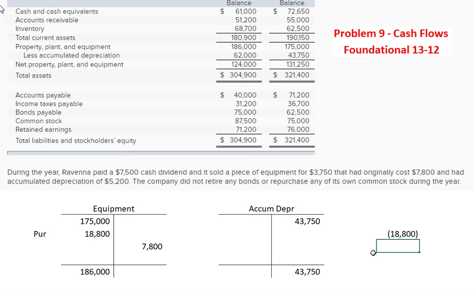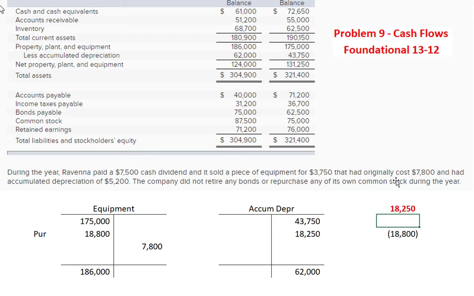Let's also take a look at our depreciation expense. Normally, if we began the year with accumulated depreciation of $43,750 and our ending balance is $62,000, we would have said we had depreciation expense equal to the difference between these. The 62 minus the 43, we would have said we had depreciation expense of $18,250. So we would report $18,250, of course, in the operating section of our cash flow statement.